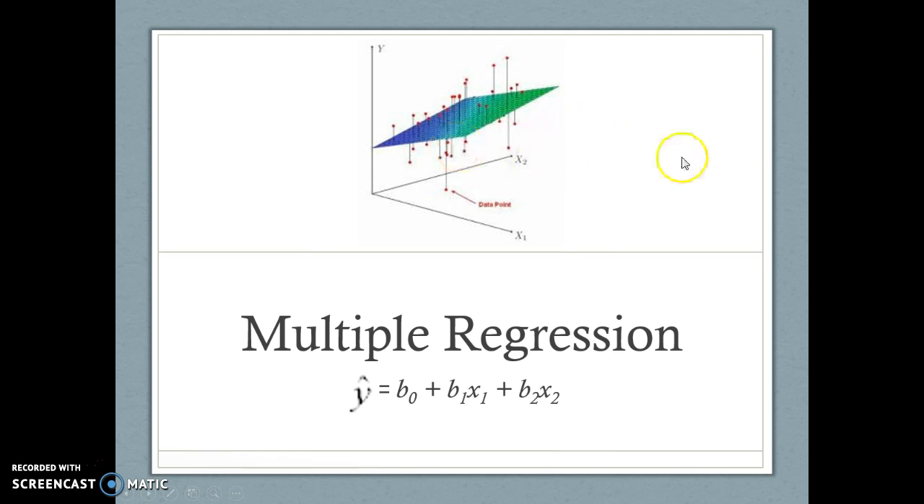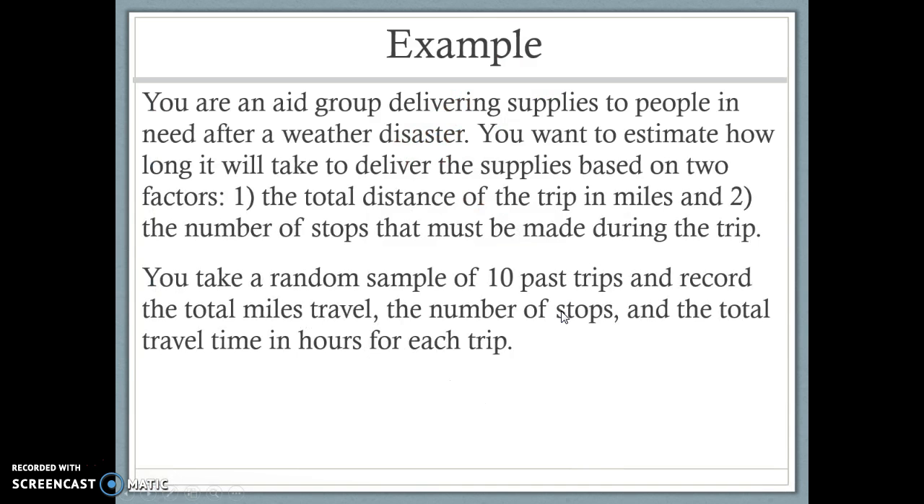So this plane looks complicated, but it quickly gets more complicated to the point where I can't even visually represent it on a computer. But that's just a side note. So we're adding in these multiple regression, multiple explanatory variables. So we can have 2, we can have 3, we can have however many you'd like to have.